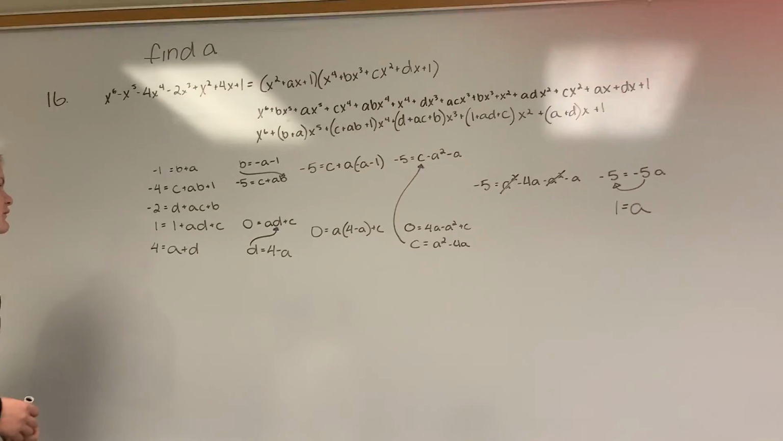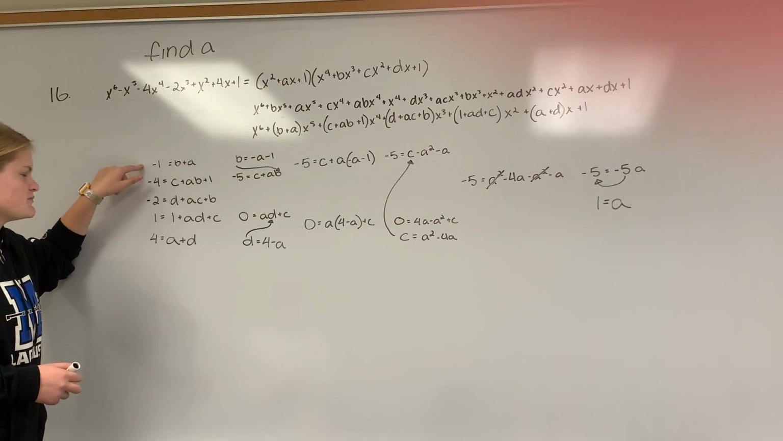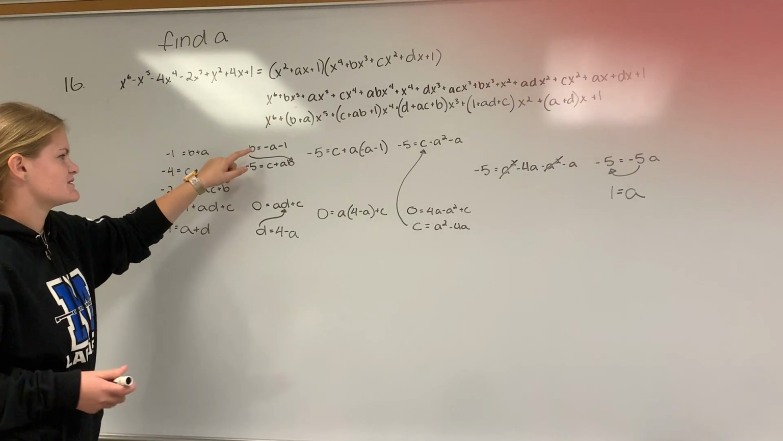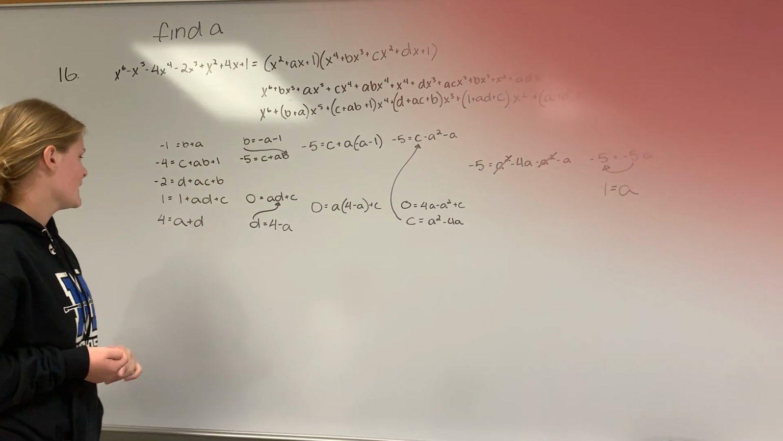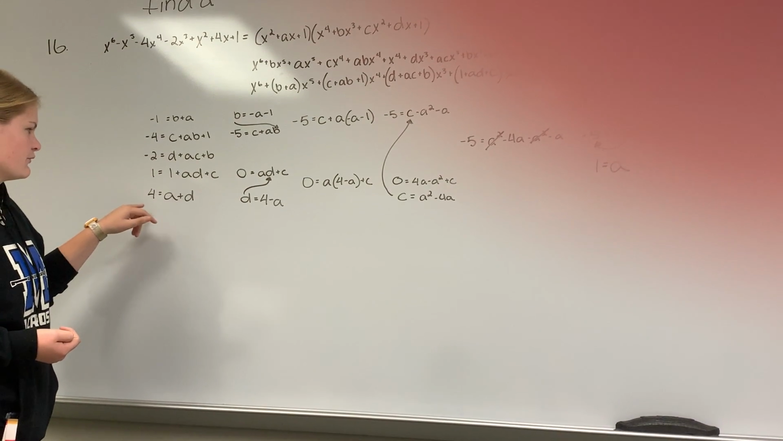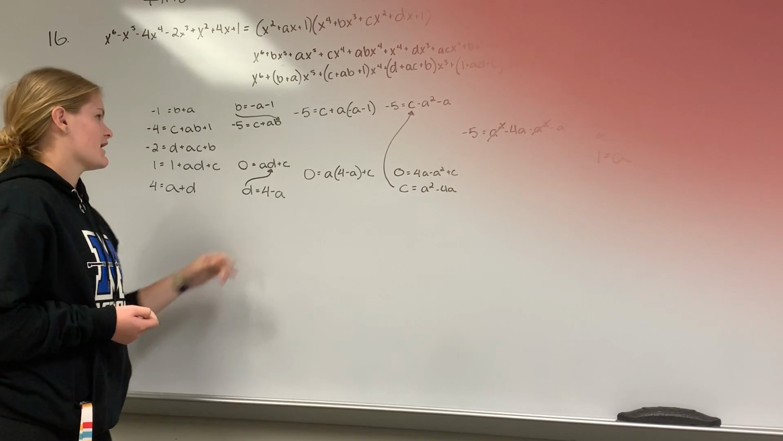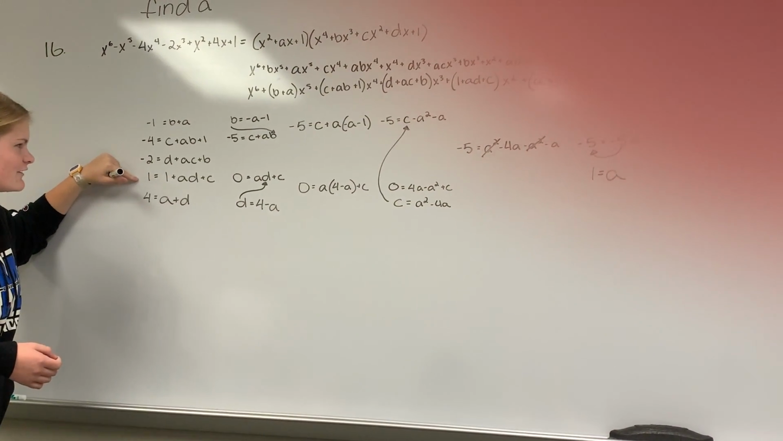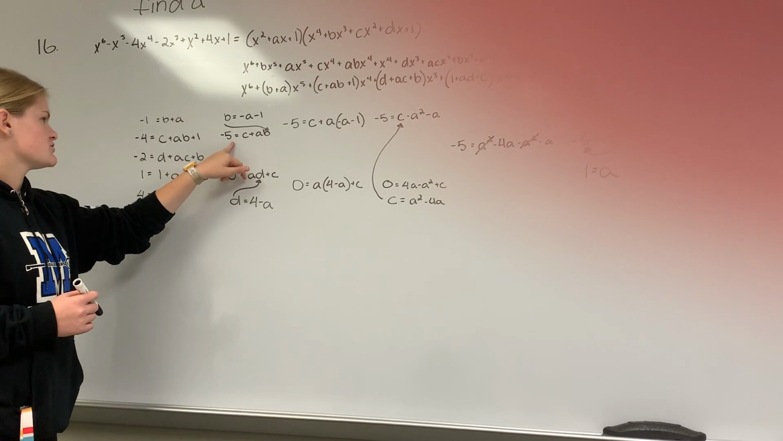So what you're going to do is take -1 equals b plus a and write b in terms of a. So b equals -a minus 1. And you're going to do the same thing for 4 equals a plus d, so you get d equals 4 minus a. And you can plug these two quantities into these other equations that we have here. I moved them over and just simplified.